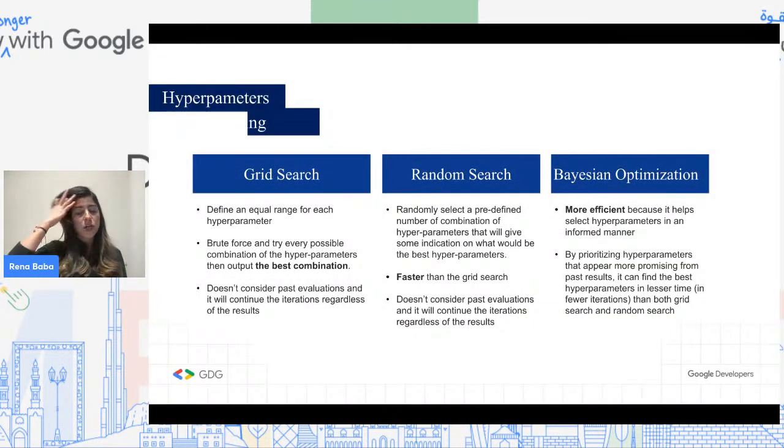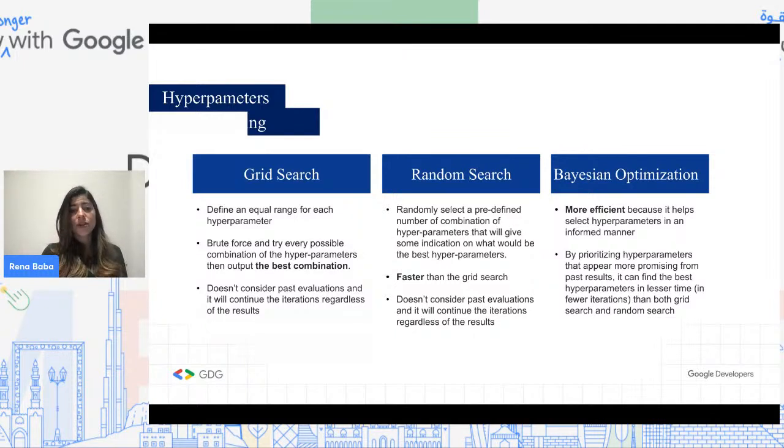The other thing we're going to talk about is hyperparameter tuning, and there are different things we need to think about here. One of the first methods that you might hear about is grid search. Grid search will help you find the best combination of hyperparameters. The way it works is that you define an equal range for each hyperparameter. Then grid search will automatically brute force and try every possible combination, and then output and choose the best combination. But the problem is that it does not consider past evaluation. So it's doing this brute force without learning from every iteration.